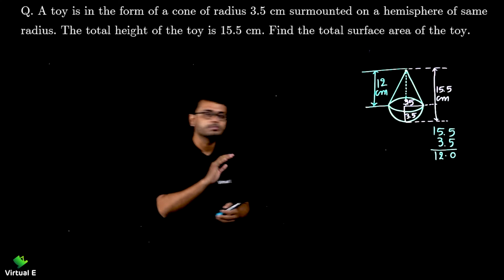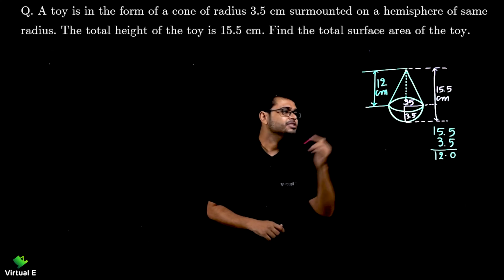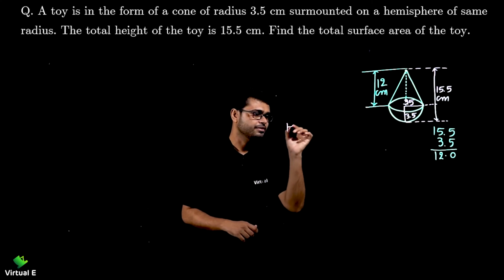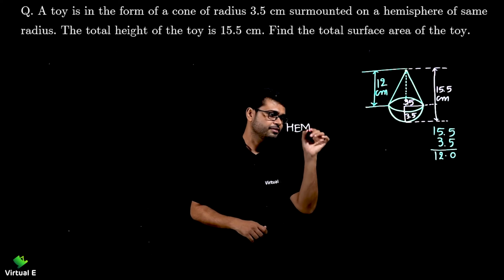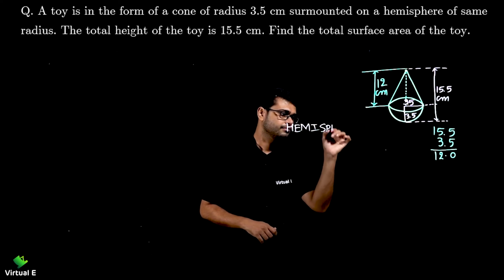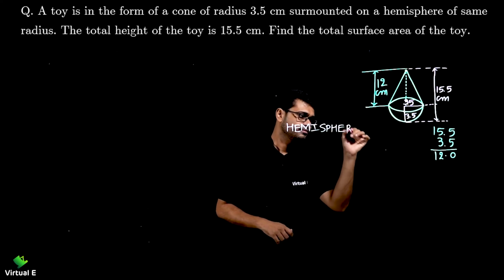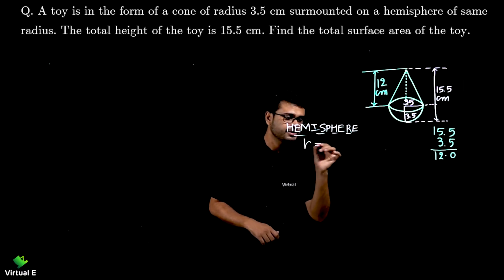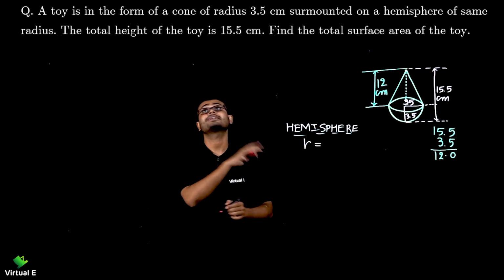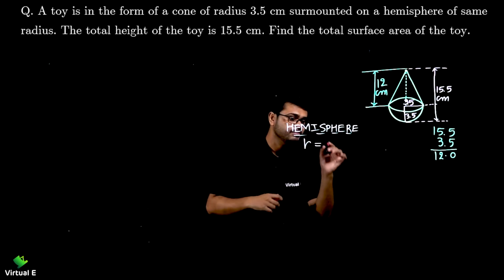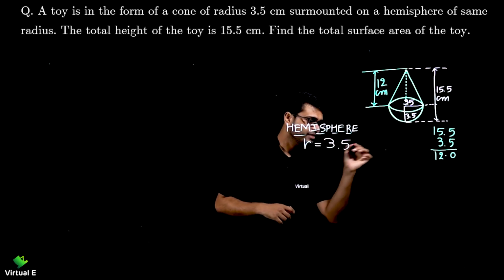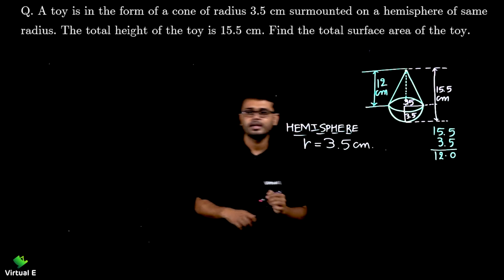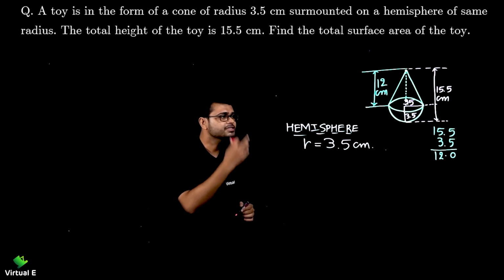So we need to find the surface area. Simple. Let's start with the hemisphere. For that we need the radius only, right? It's straightforward, given that it is 3.5 centimeter. Then we need to find the surface area.